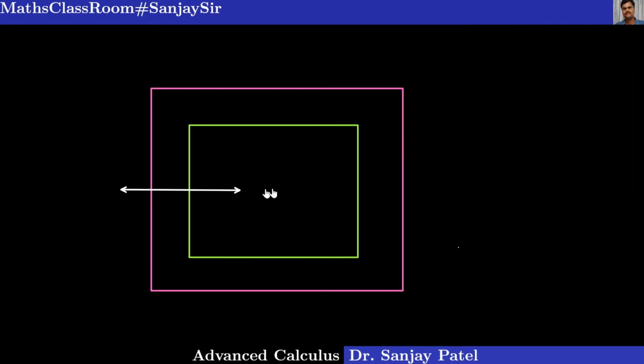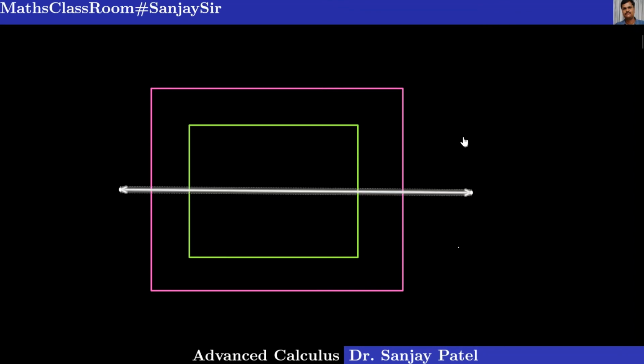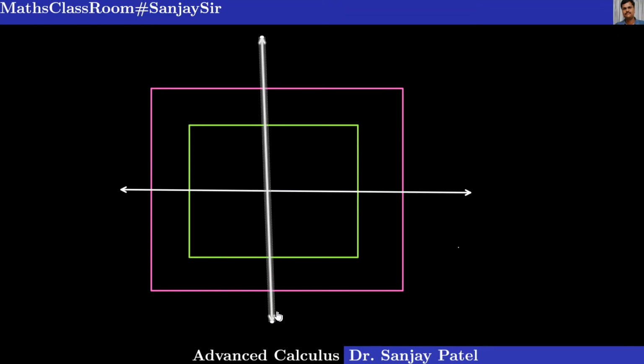So I will take one axis like this and another axis, that is the y-axis, not this way, y-axis somewhere like this. Yes, so these are the two axes, x-axis, y-axis, and this is the origin.